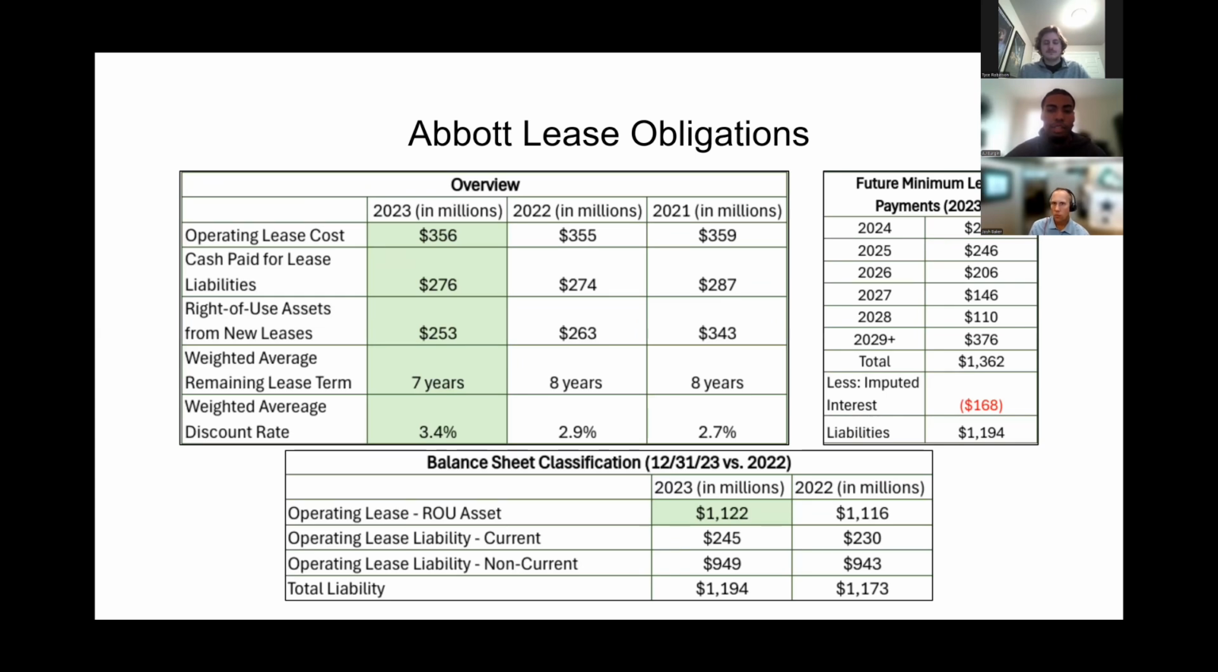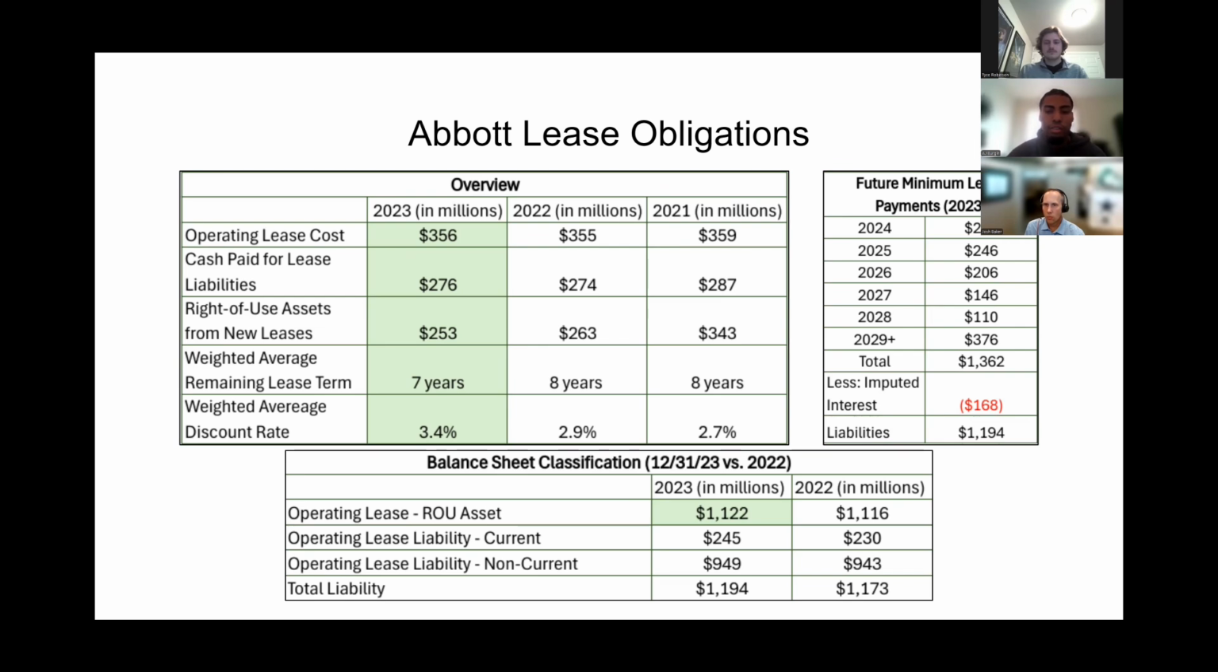Abbott, their lease obligations also show general stability in operating lease costs, but also in cash paid for lease liabilities. They each decreased slightly, but still remained at about 355 million and 275 million, respectively. This indicates effective lease management as well, and improved cash flow control. However, the right-of-use assets from new leases could signal reduced expansion, potentially raising concerns if growth is their priority.